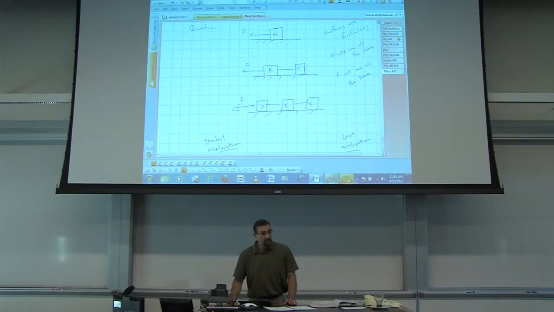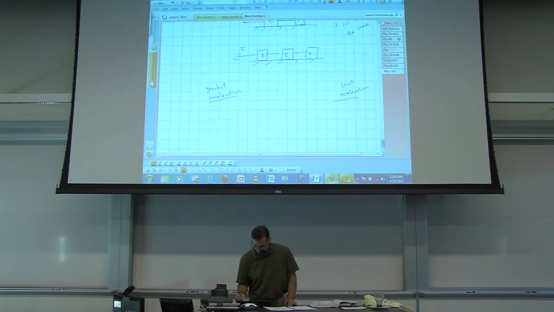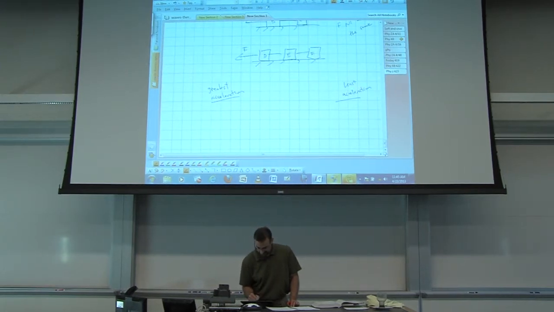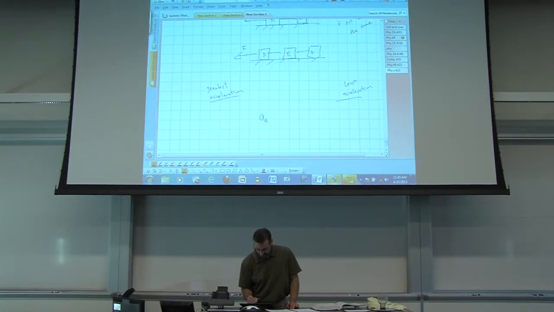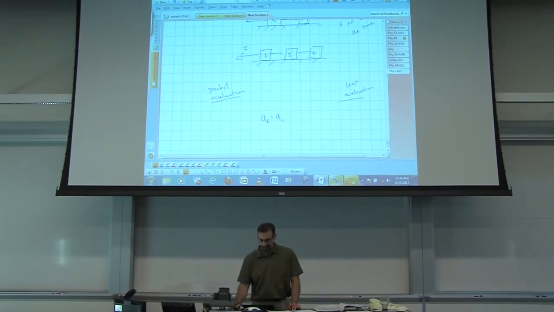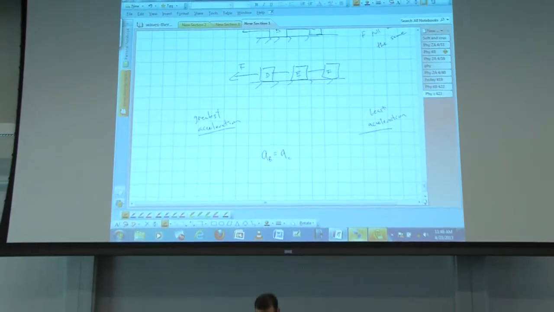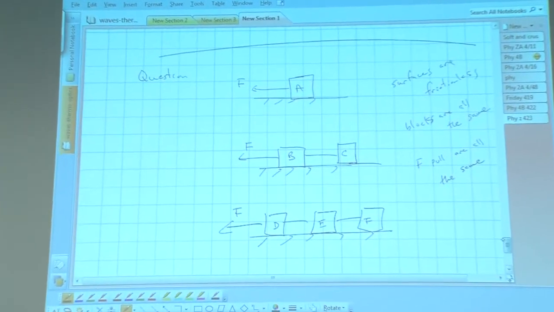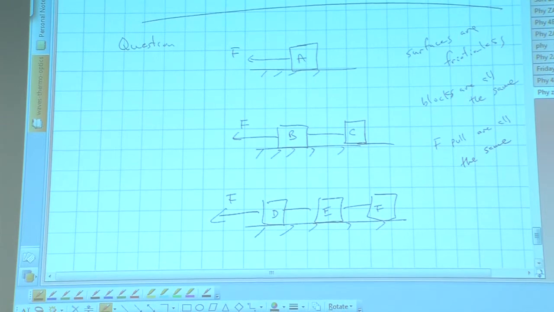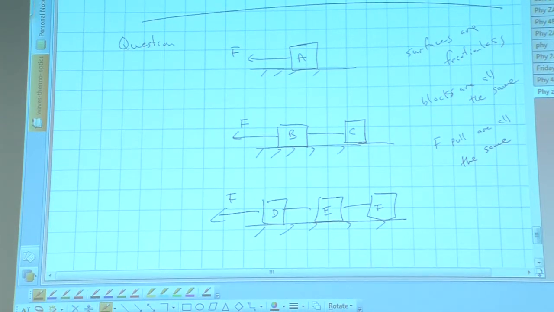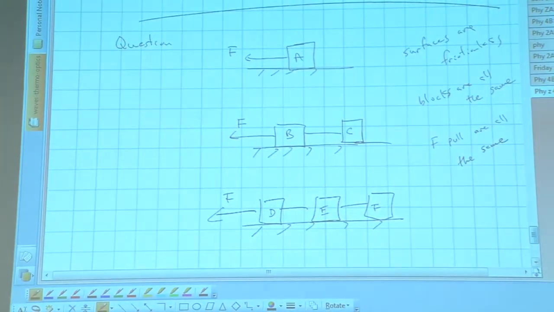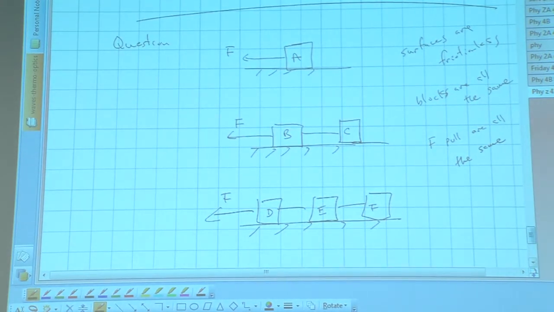Are there any that we know for sure are the same? B and C are tied together, right? So they're going to accelerate at the same rate. And how does the acceleration of A compare to those? Compare to B and C? More, right? Twice as much? Is that what somebody said?